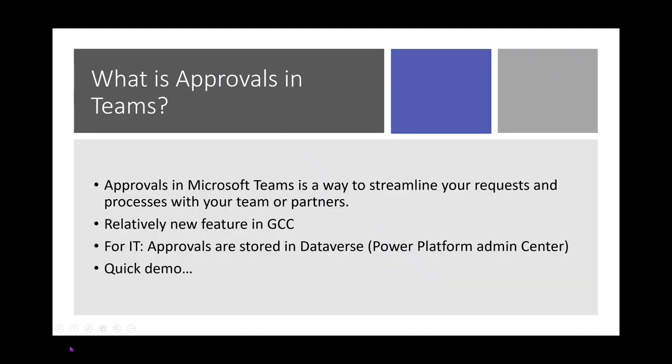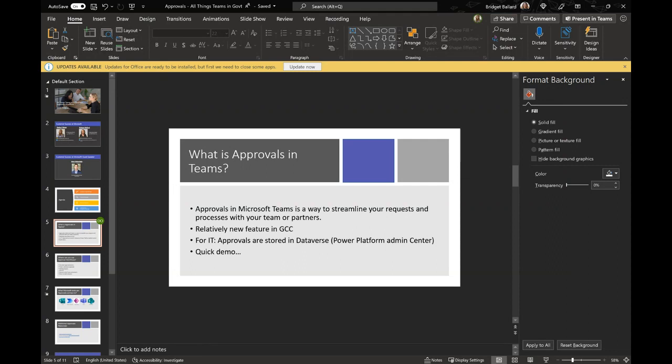So first off, what is Approvals? Approvals is a recently released app in Microsoft Teams that allows you to streamline your requests and processes within your team or across partners. So approvals data, for anyone that's here in IT, is stored in Dataverse, and that can be found in the Power Platform Admin Center. And so to show you how this works, I'm quickly going to switch my screen. So just give me 1 second as I get back to the live event here.